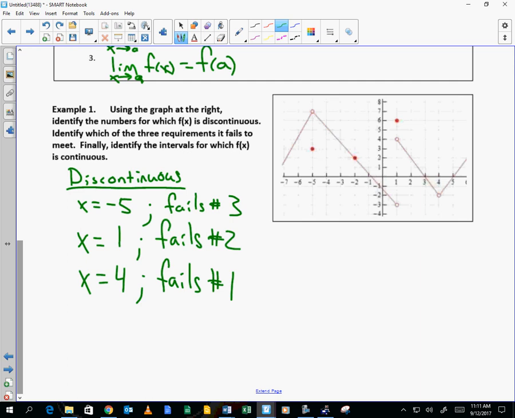Now, I want to be clear. Some people have fought this over time. They've said, well, it also fails number 3, Mr. Gens. Yes, every single time it's discontinuous, it's going to fail number 3. I want to know which one it fails first in the order of 1, 2, 3. I will not give you the credit on the test if you just simply say 3 every time, even though it does fail 3. I want to know in order which one it fails.